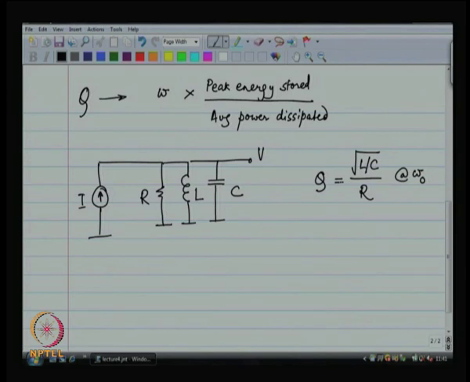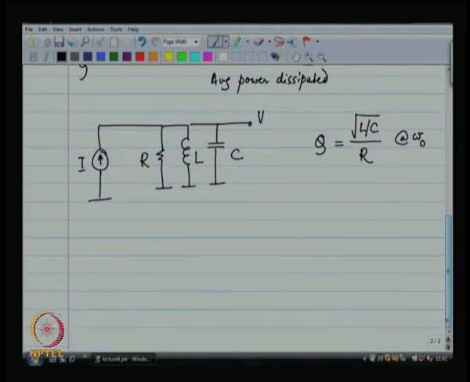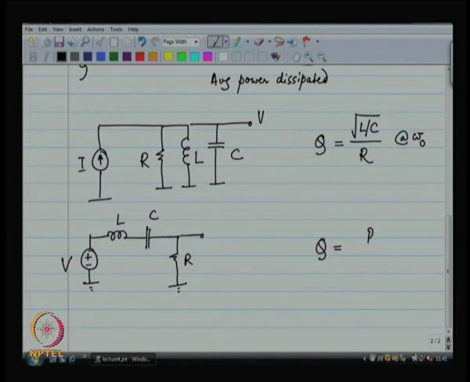And then we also briefly looked at the series RLC network, where I applied a voltage source, and here we observed the Q at the resonant frequency. I think I am making a mistake. I wrote the exact opposite of what it should have been.